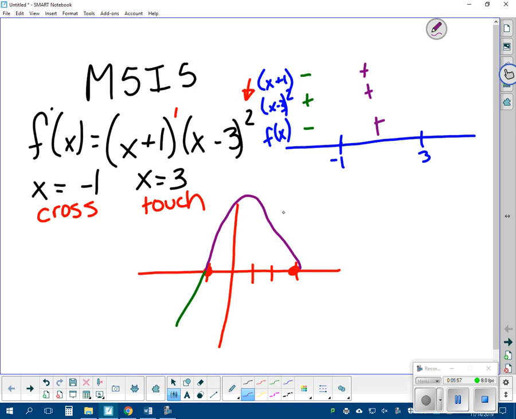Every single y value here has to be positive. Now we already said, because we know it's only touching here, that whatever this interval is doing, the third interval is going to do the same. But let's just check and make sure.